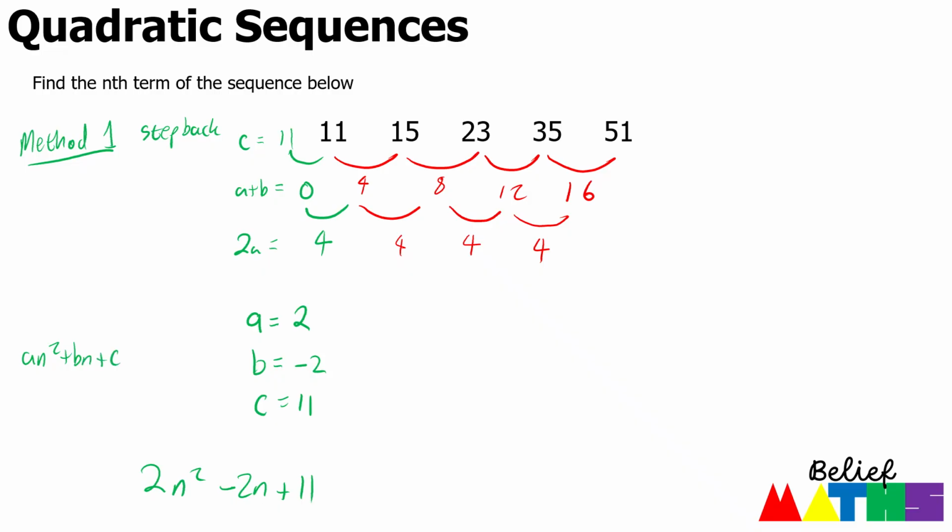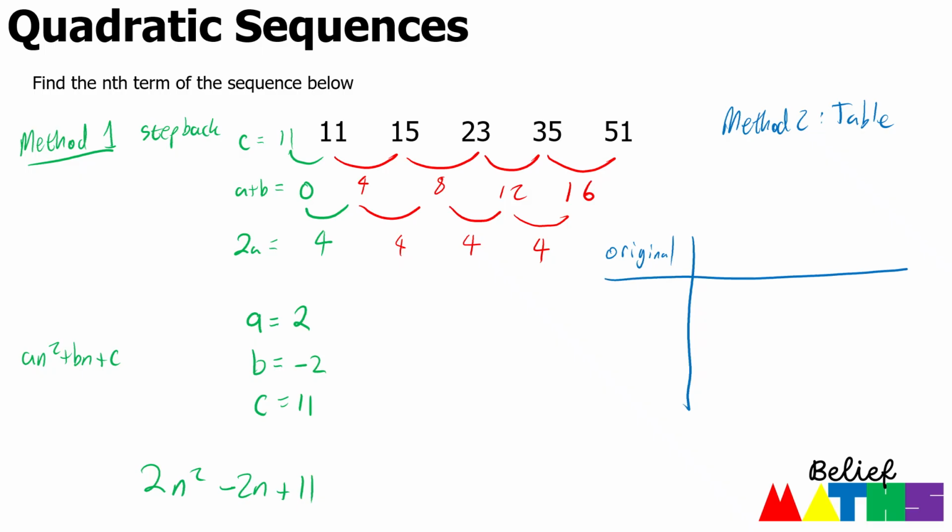The other method you can use, method 2, is the table method. Okay, and what you can do is build the following table. You start with your original sequence, and again, you only really need the first 4 terms of the sequence. That's normally enough. So that's 11, 15, 23, and 35. Now that we have our original sequence, using this idea of 2a, because I've divided by 2, that 4 is 2, so we end up with 2n squared, because it's half of the second difference.